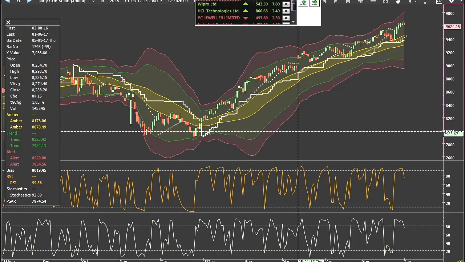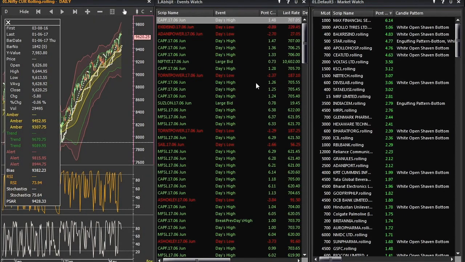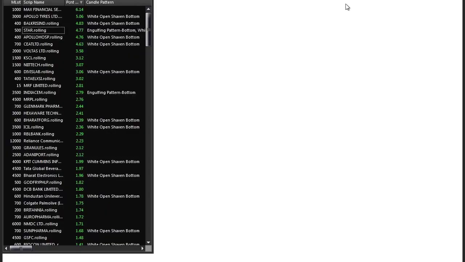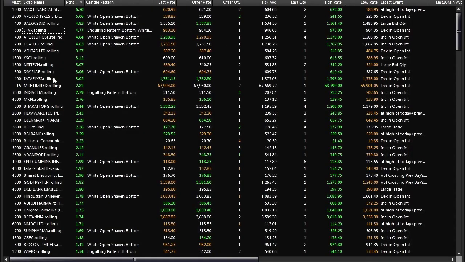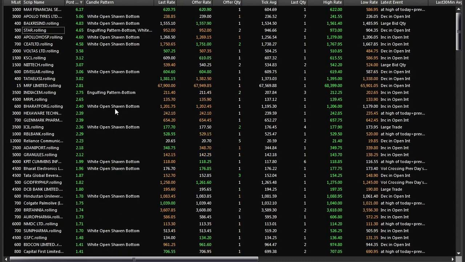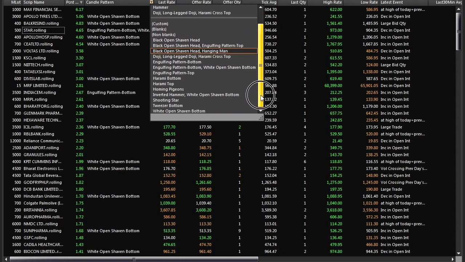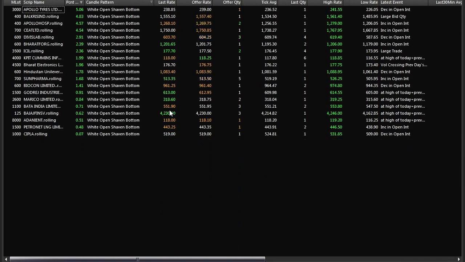This is the Nifty daily chart. I'm using multiple Bollinger Bands, and the template that I have over here gives me the event watch. And this is the one that I'm talking about, the market watch. I essentially look at the 190-odd futures stocks and indices. Over here, if you notice, they have a section called the candle pattern. There are a few candle patterns that will pop up within this universe of stocks. The one we are interested in for this video is the white open shaven bottom. So these are the stocks within that universe which satisfy that condition.